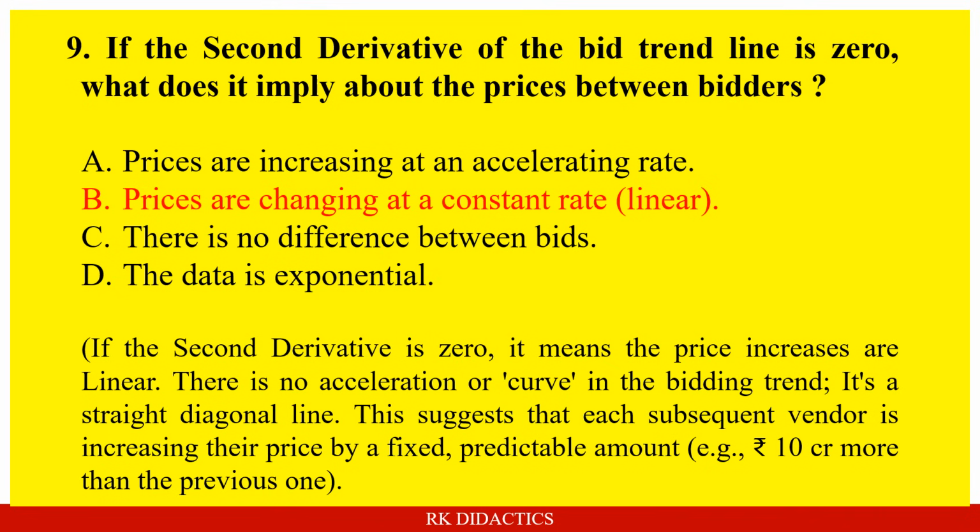If the second derivative of the bid trend line is zero, it implies that the prices are changing at a constant rate. So if the second derivative is zero, it means the price increases are linear. There is no acceleration or curve in the bidding trends. It is a straight diagonal line. This suggests that each subsequent vendor is increasing their price by a fixed predictable amount, maybe rupees 10 crore or more than the previous one. So when the second derivative becomes zero, there is no maximum change, and the change is in a fixed predictable amount.